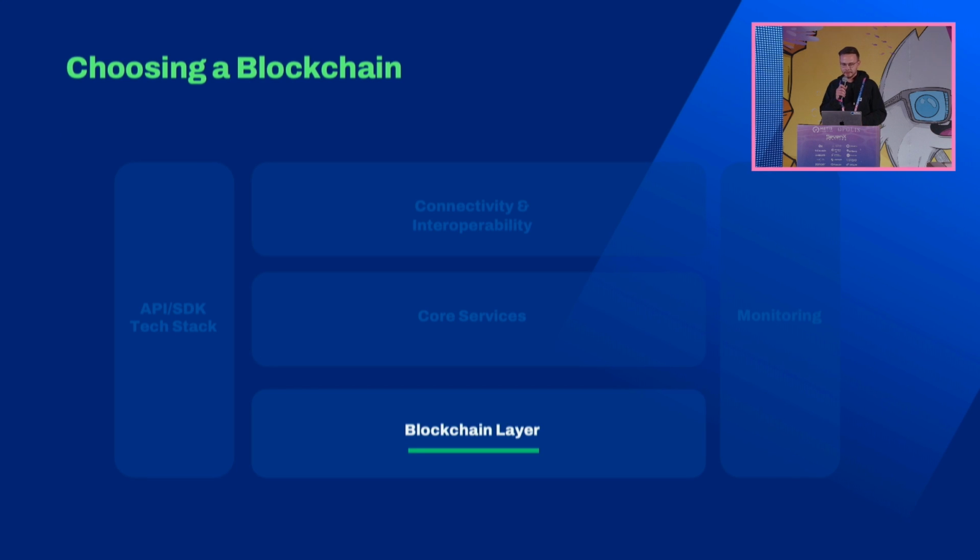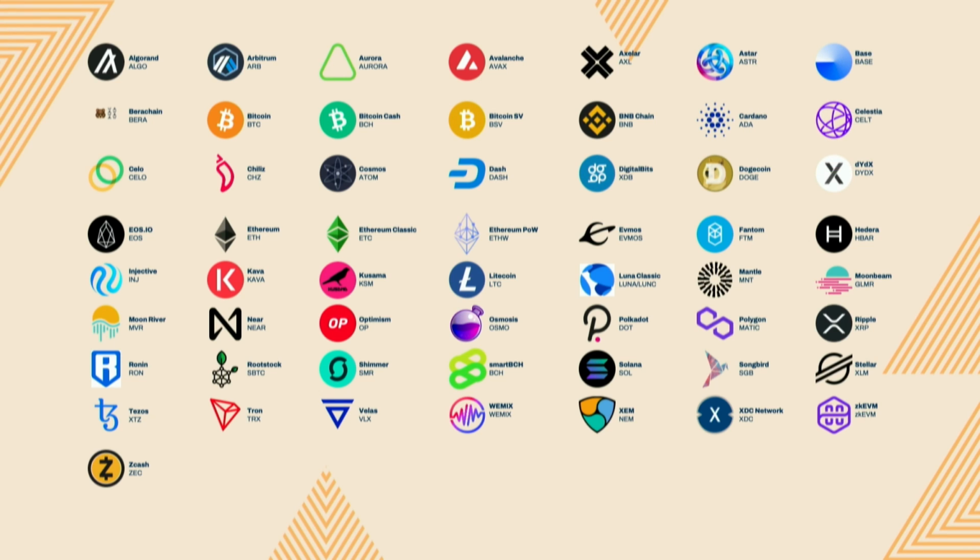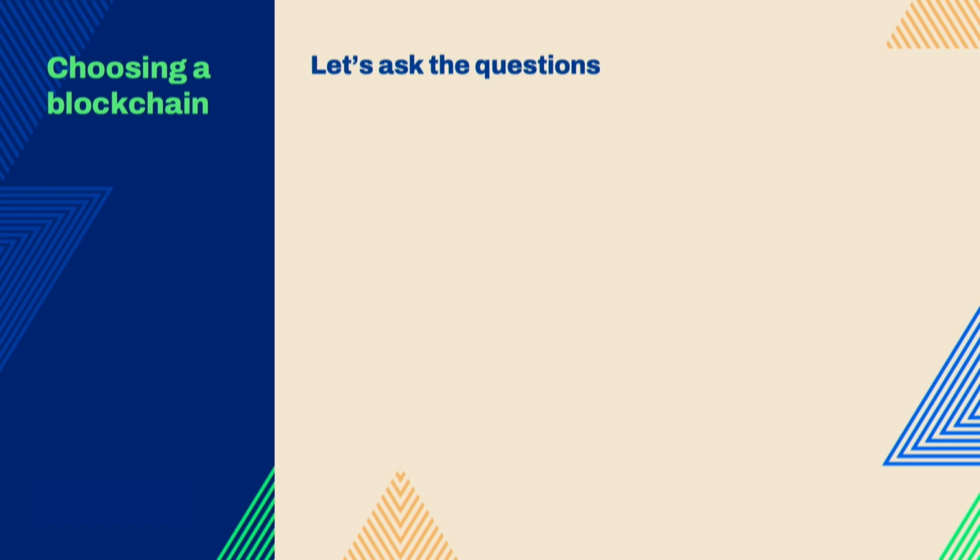So, the blockchain layer: what do you need to ask yourself when you're choosing a blockchain? There are so many blockchains. I put some logos here on the slide, but there are actually so many more that I missed. How do you know which blockchain works best for your product? So we built a list of questions that the blockchain architect should ask himself when he's going for this decision.